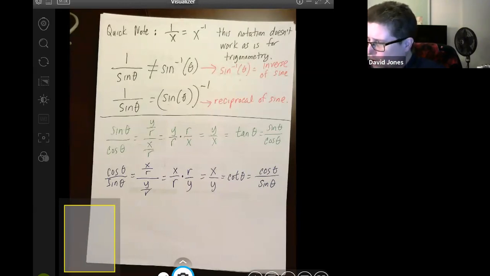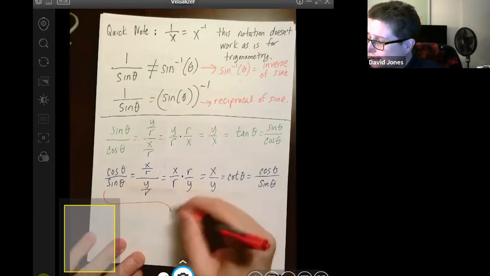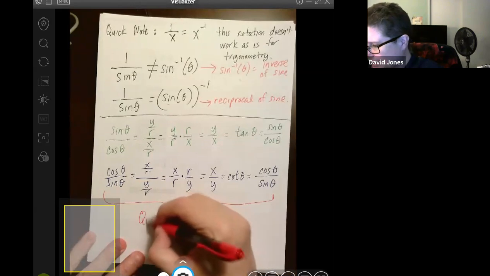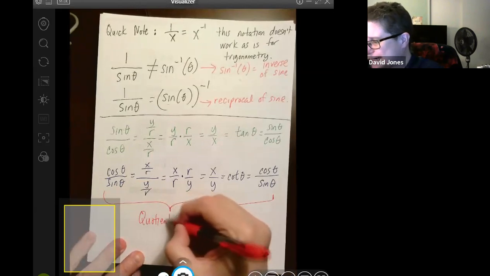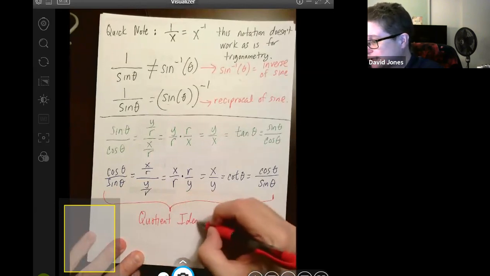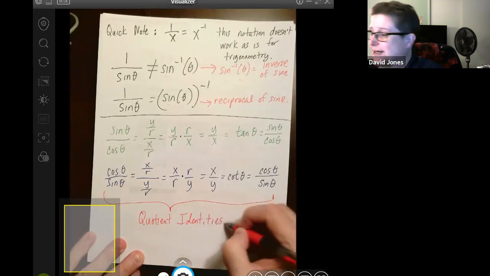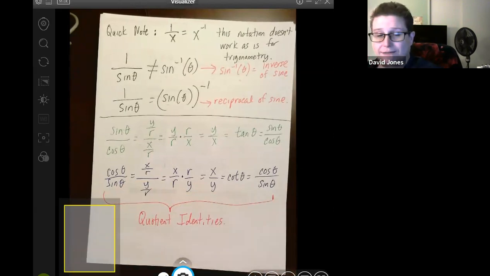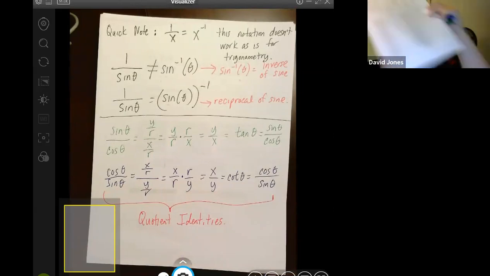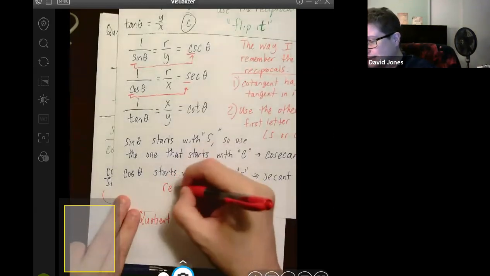These two are called the quotient identities. If they mention the name of the identities, that's what they're called. These are the quotient identities. The ones on the previous page, I believe these are called the reciprocal identities.